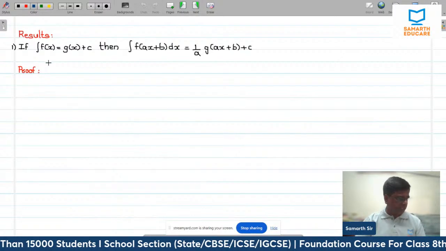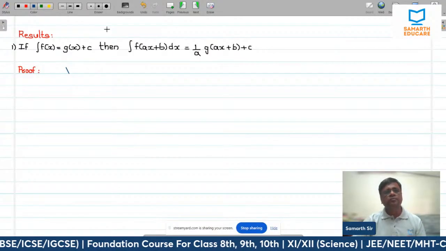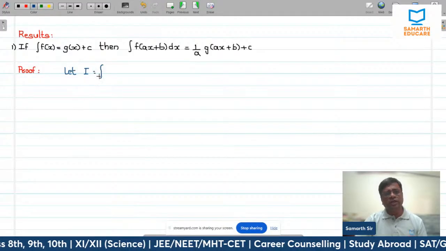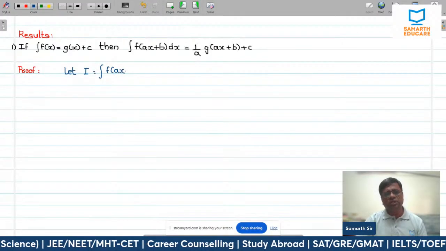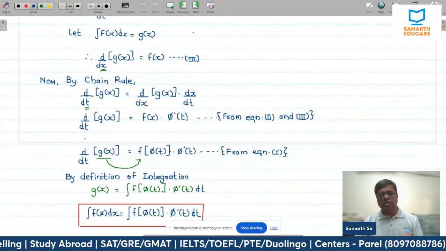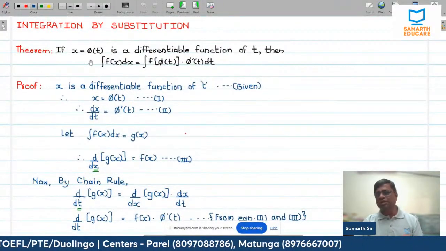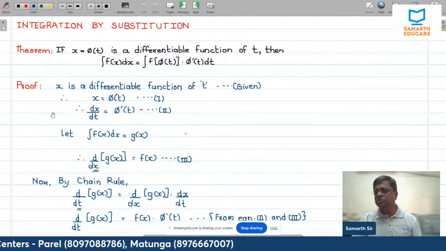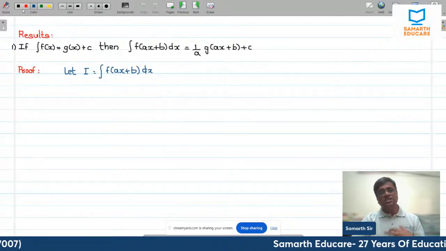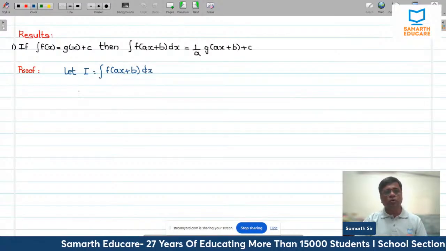Now what it says is, let I equal to integration of f of ax plus b. Now what we have done in the previous case, abhi jo humne kiya tha, was integration by substitution. That means अगर x के बदले हम लोग कुछ और फंक्शन भी सब्स्टिट्यूट कर रहे हैं, then we can integrate. Here I'll explain in the problems also how we use the substitution method.